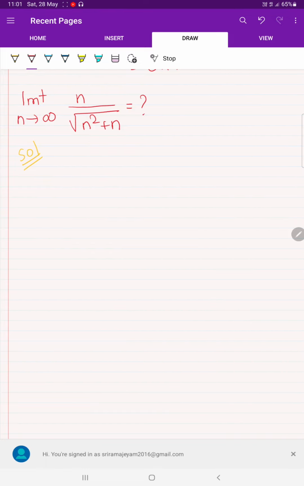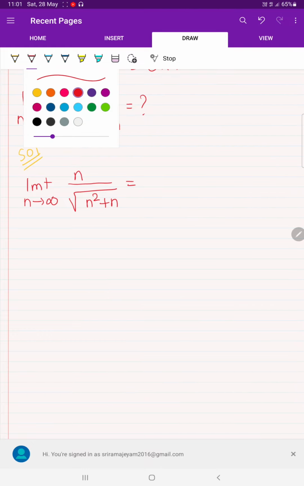Basically, what we will be thinking here is, you will be taking the limit. Let me take the question. Limit n approaching infinity. Sir, in the numerator also n is given. In the denominator also n power 2 plus n is given, sir.